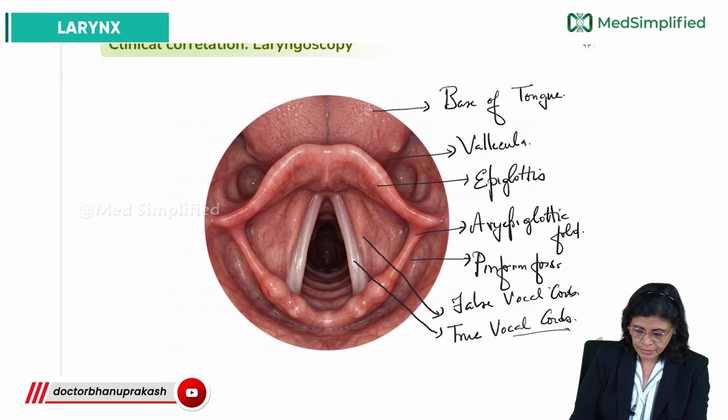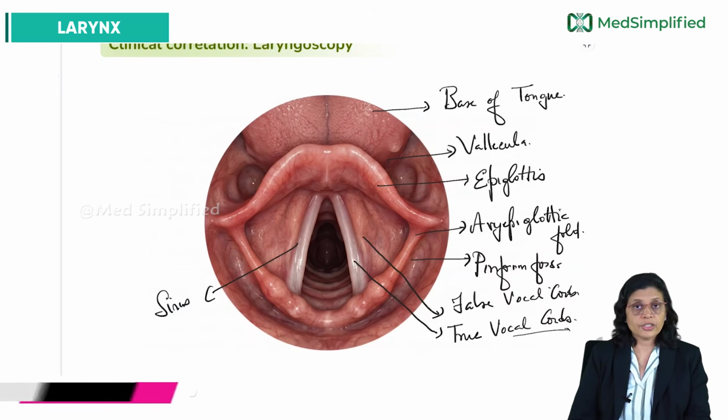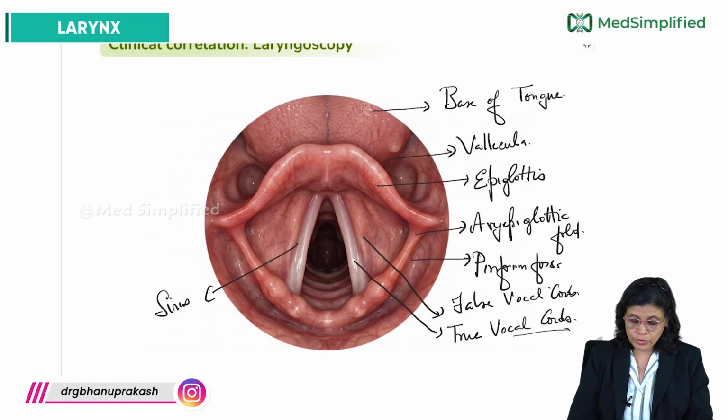The true vocal cords will be just medial to the false vocal cords. And between these two, the space will be the sinus. So these are the structures which we see in the laryngoscope.